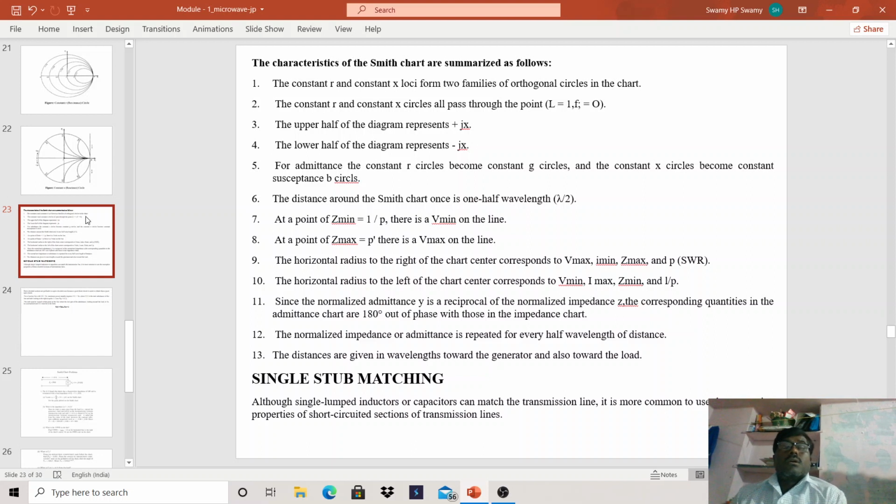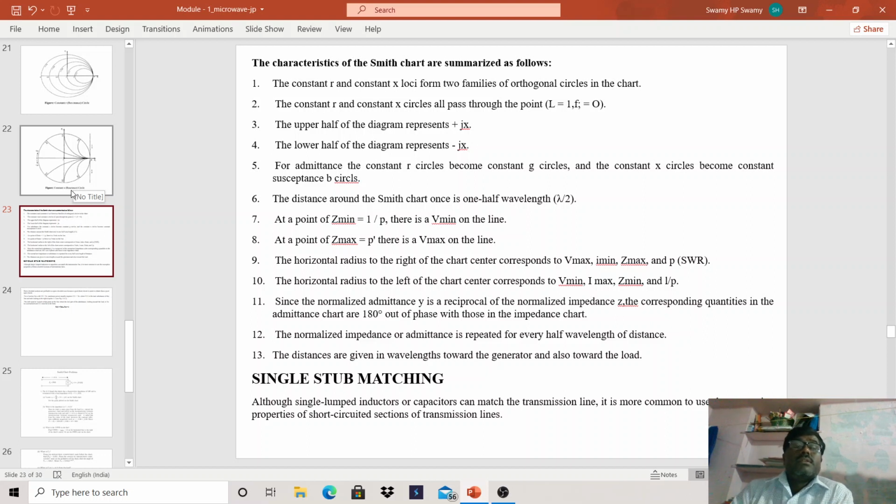Now, the important characteristics of Smith charts are that the constant R and constant X loci form two families of orthogonal circles in the chart. In the previous class, we discussed the constant R circle and the constant X circles. Using these two loci, they form two families of orthogonal circles in the chart.